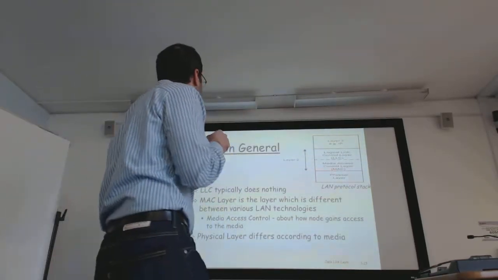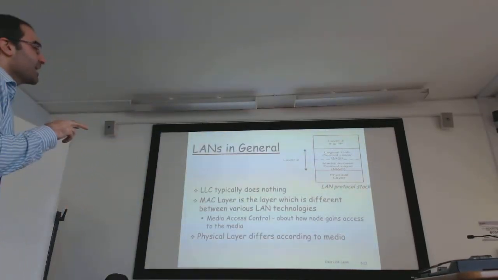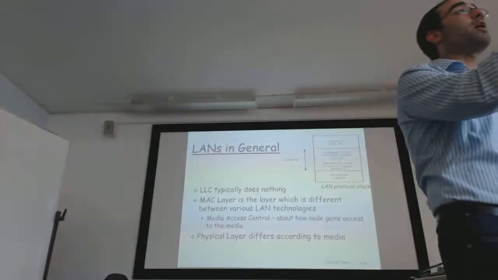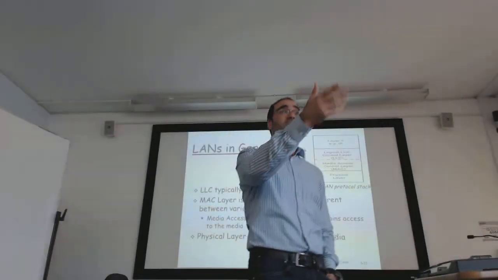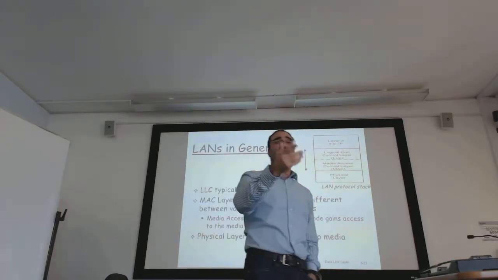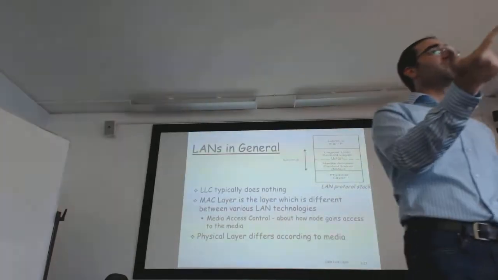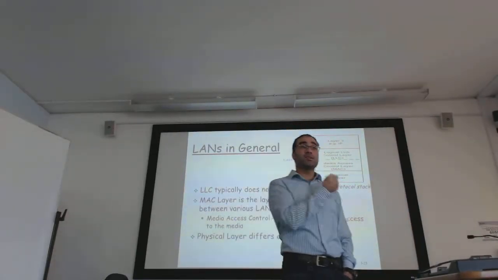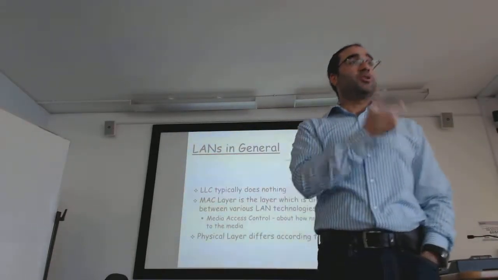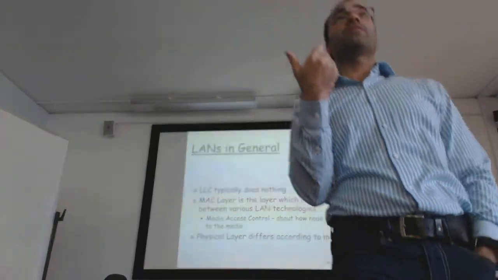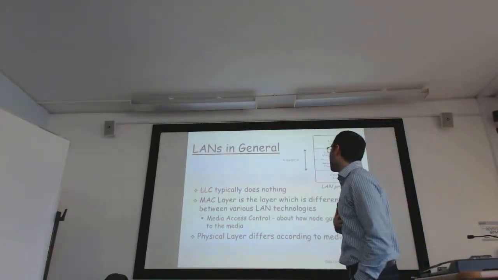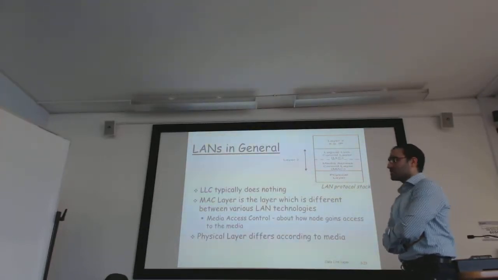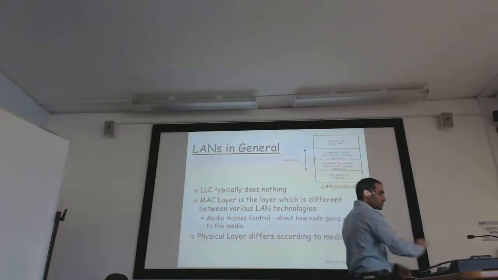Meanwhile, the other part is the actual MAC layer, the media access control layer. That's where we describe the control protocols: your channel partitioning, your random access, your taking turns. Everything's happening there. Your physical address is stored in that second sublayer of the LAN network. The physical layer differs according to the media, so I'm not worried about that at the moment.